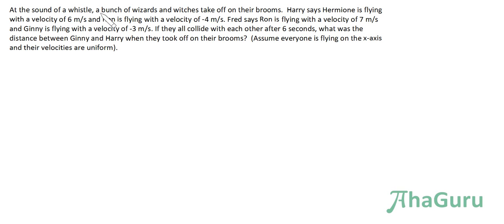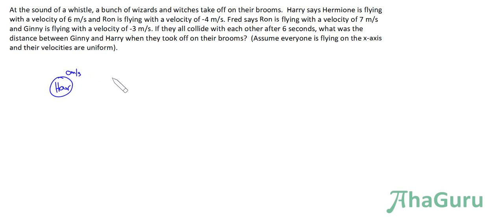At the sound of a whistle, a bunch of wizards and witches take off on their brooms. Harry says Hermione is flying with a velocity of 6 meters per second. So let's get Harry to start speaking. So this is Harry, right? If Harry says that, it means his velocity is 0 meters per second, right? And let us not put the arrow here so that it's easy to subtract and add.